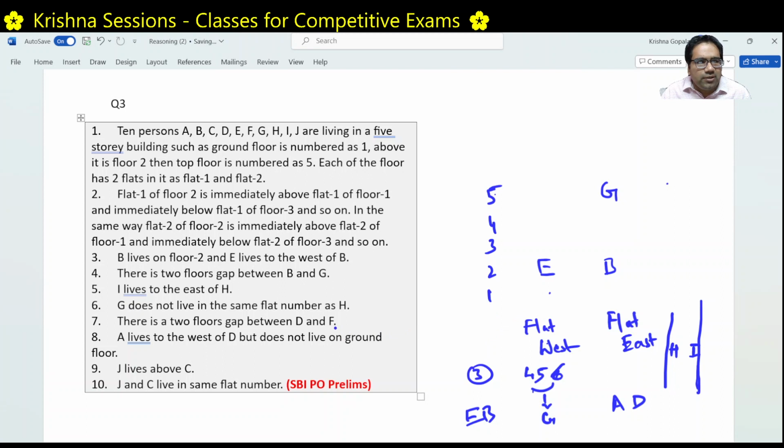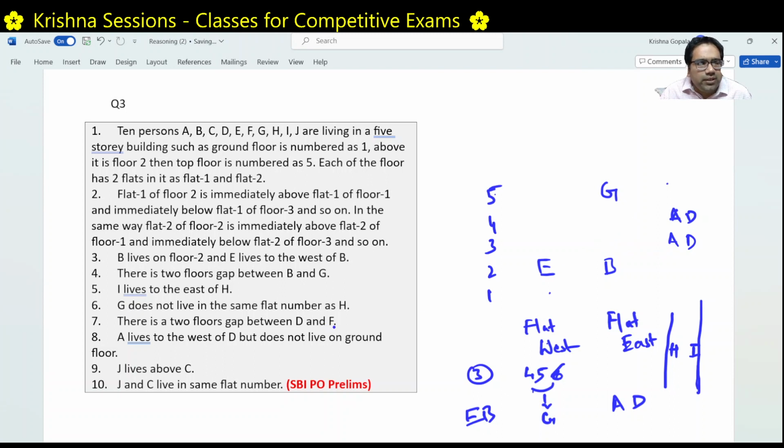Right, which is what conditions 7 and 8 say. We are taking them together. A is living on the west of D and A is not on the ground floor. So that means AD cannot be here. AD can be here. Taking condition number 8, AD can be here. It cannot be here because G is already taken. Right. AD can be here.